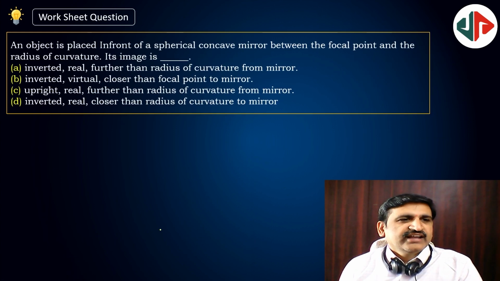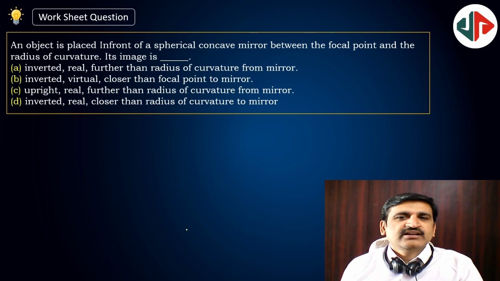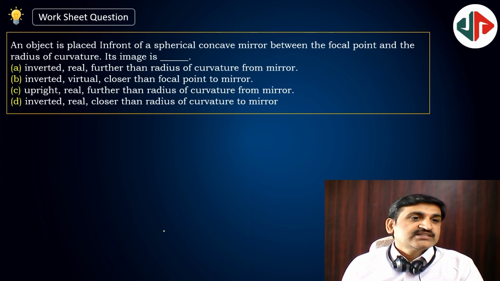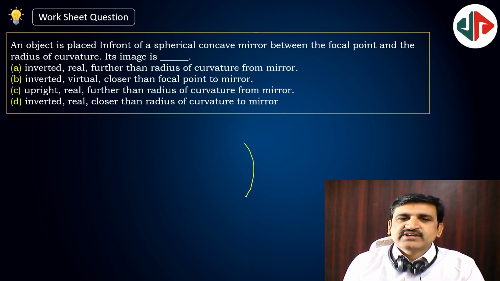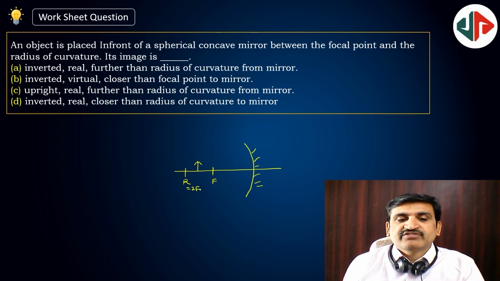Next, an object is placed in front of a spherical concave mirror between the focal point and the radius of curvature. That means the object is between F and 2F. This is nothing but 2F, F and 2F.